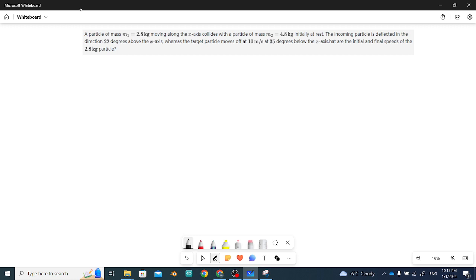So let's look. Let me just draw it real quick. So this is before. Here, let's say this is M2, and then we have M1. We don't really know how fast it's going. And then this is after.